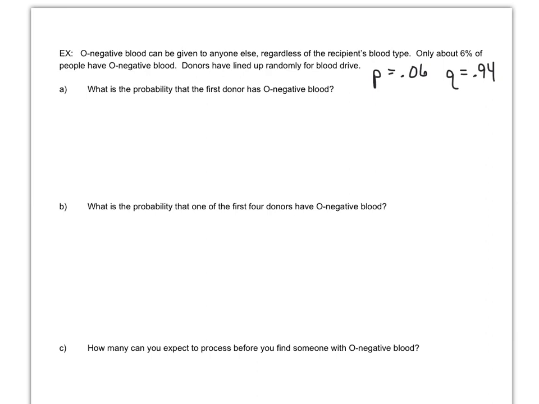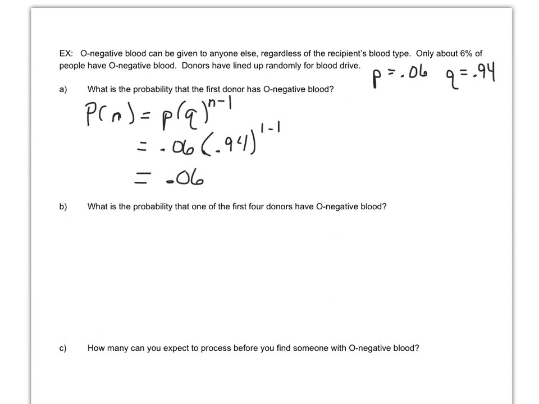So if I want to know the probability the first donor has O negative blood, remember for a geometric distribution, the probability of the first success on the nth trial is p times q to the n minus 1. So in this case, that's going to be 0.06 times 0.94 to the 1 minus 1. If I work this out, this actually turns out to just be 0.06. And that kind of makes sense because if you're the first one, then the chance you have that blood is 0.06. So the probability of being the first success on the first trial is simply just p.